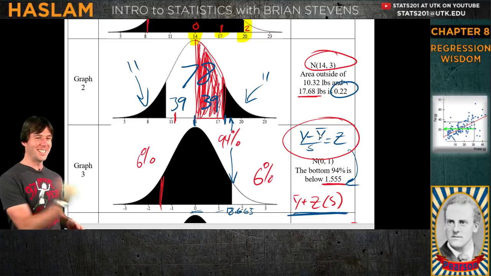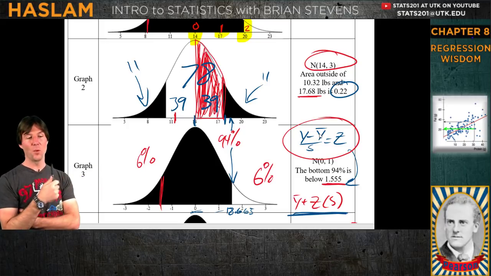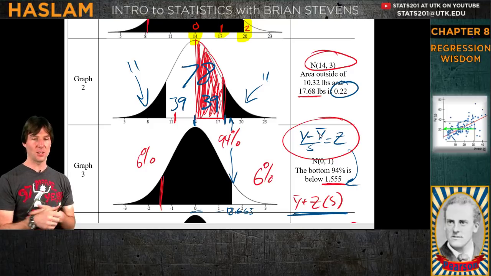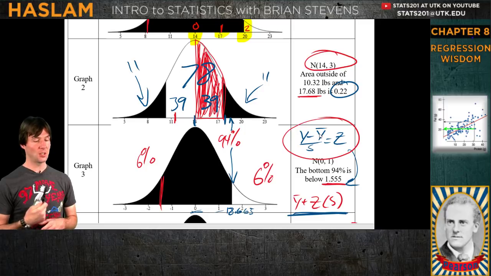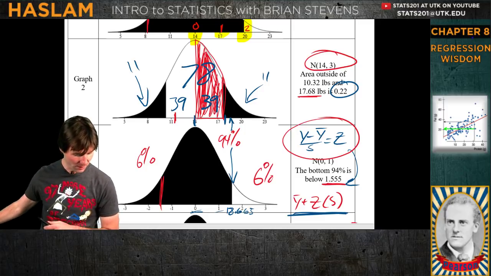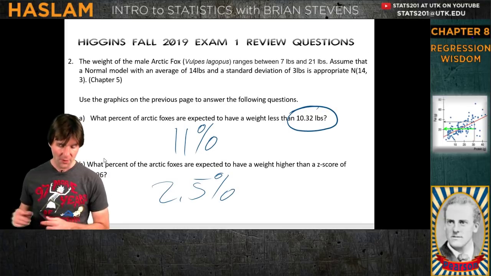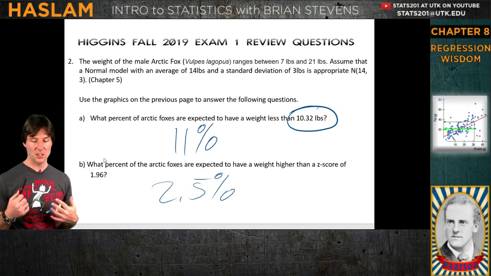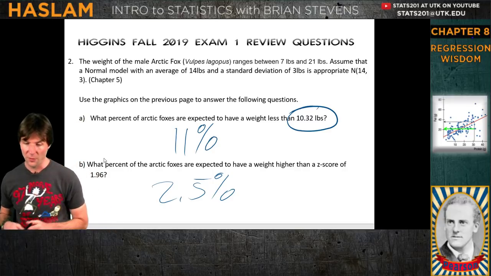So I kind of went right into the graphics. We should edit the video and put at the start: we want to understand the weight of Arctic foxes, and the weight of Arctic foxes are normally distributed with a mean of 14 and a standard deviation of 3. I love solving these problems so much that I jumped right into it, that we have here that the Arctic foxes have a mean weight of 14 and a standard deviation of 3.